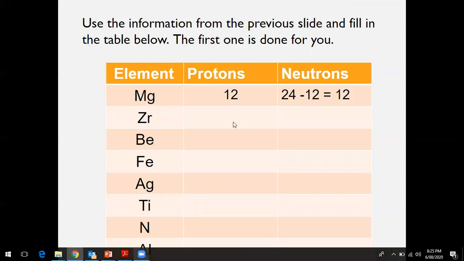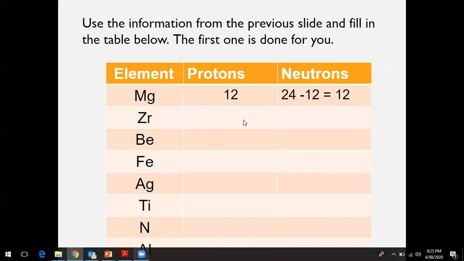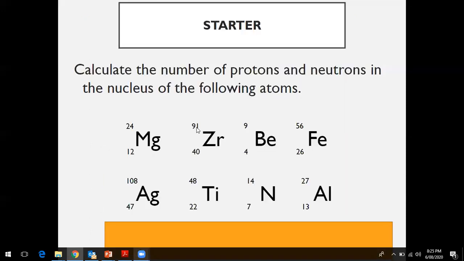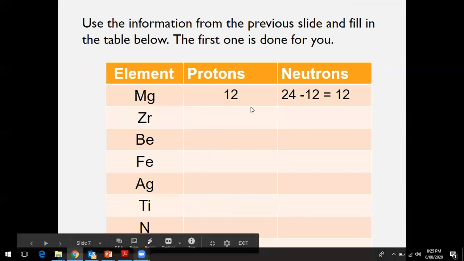So how many protons? What is the atomic number of ZR? Atomic number is the bottom number, that is 40. So you write 40 there, and then neutrons would be 91 take away 40. You write the answer here. Okay, just fill out that table, please.